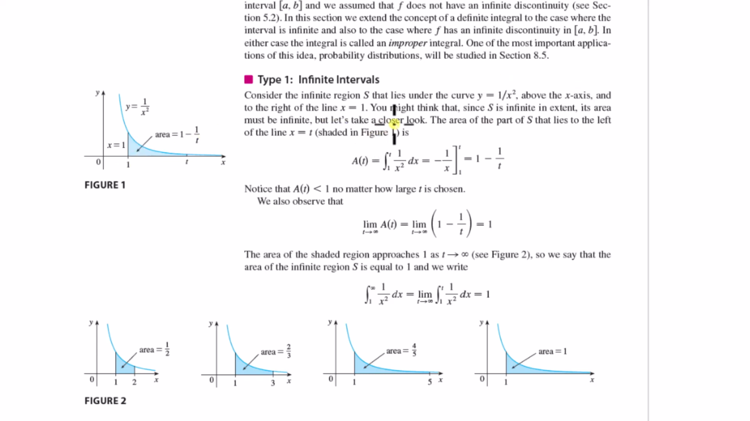And so they say here, you might think that since S is infinite in extent, its area must be infinite. Yeah, you would think we're kind of wasting our time. I mean, we could never evaluate an integral like this. It would never exist, right? But it says, let's take a closer look. The area of the part of S that lies to the left of the line x is equal to t. So they put this line x is equal to t here. So we can think about the area from 1 to t is this. That makes sense.